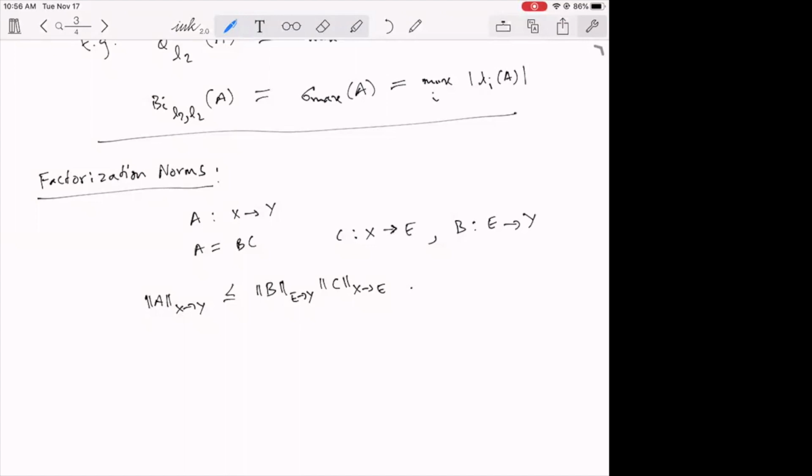Now, the factorization norm is actually defined as the best possible such upper bound we can have. So what's denoted as gamma 2 of A is defined, when factoring through L2, as the infimum over all factorizations BC equal to A of the norm of B from L2N to Y times the norm of C from X to L2N.